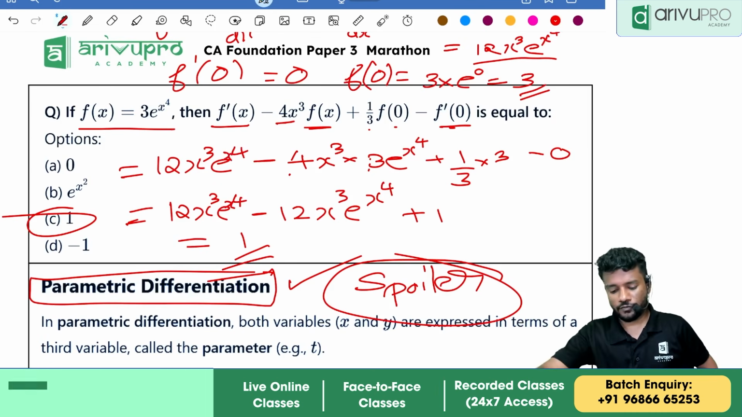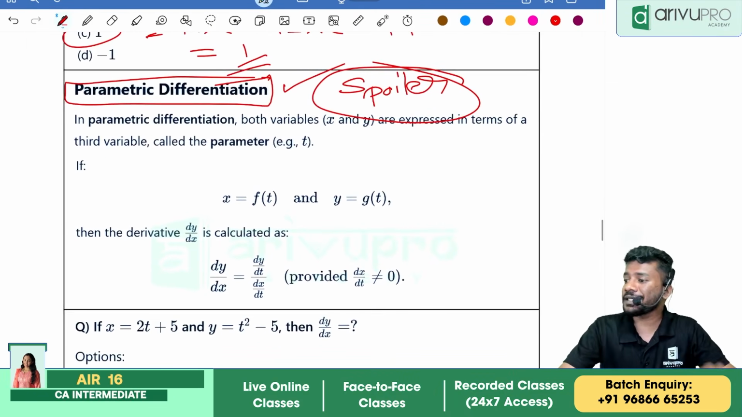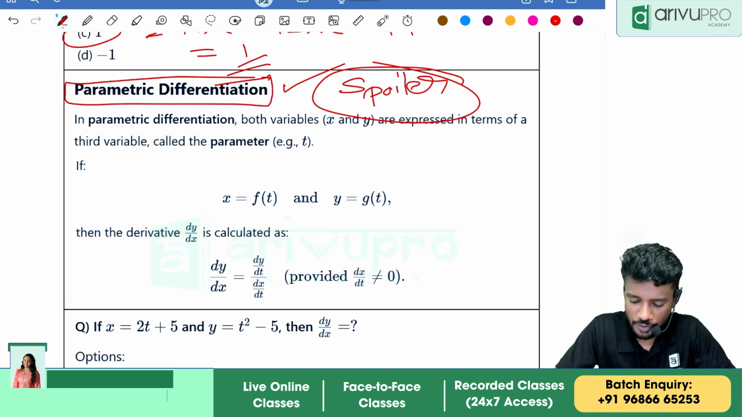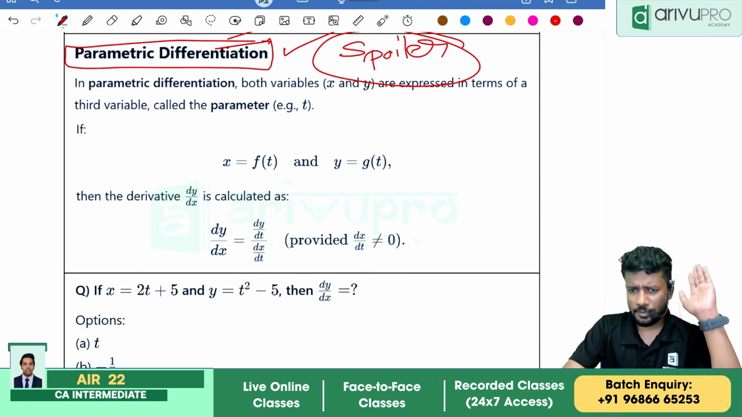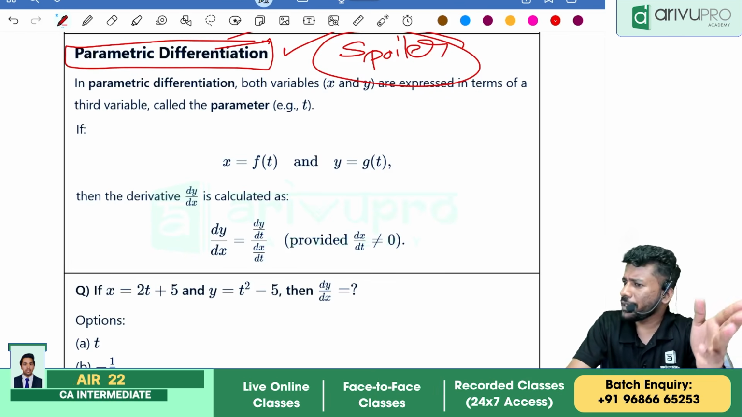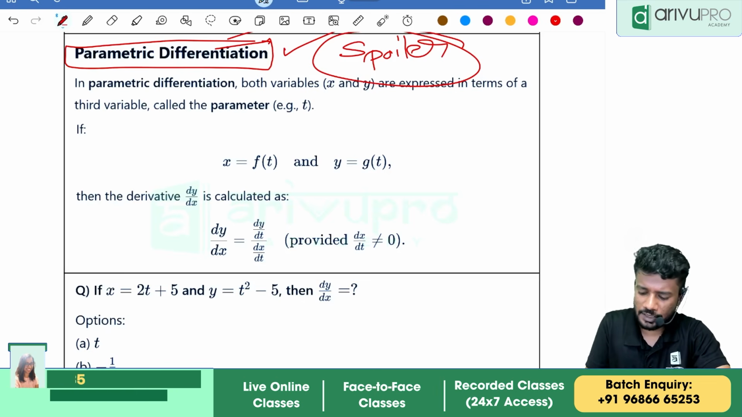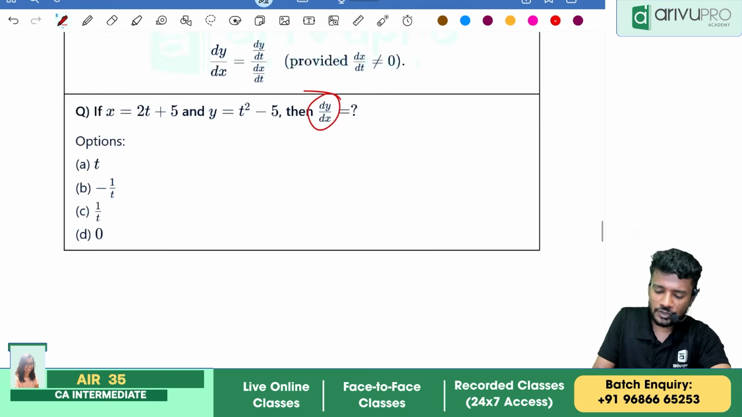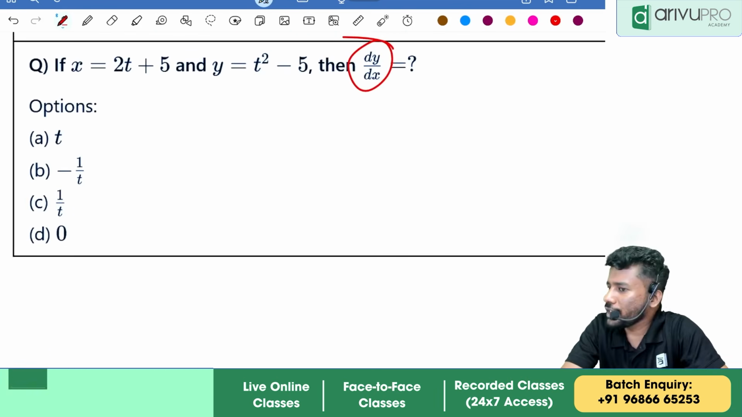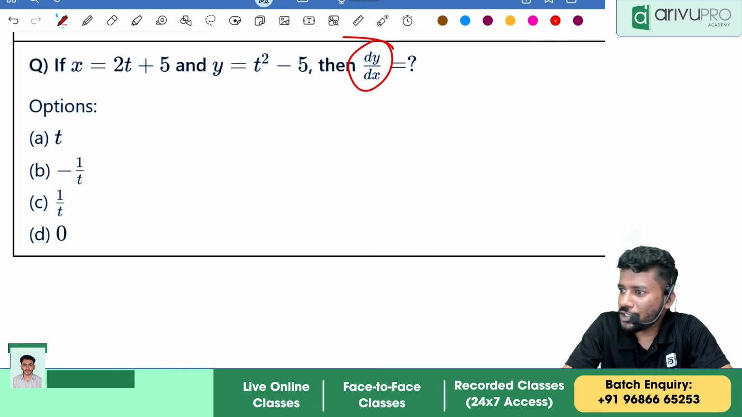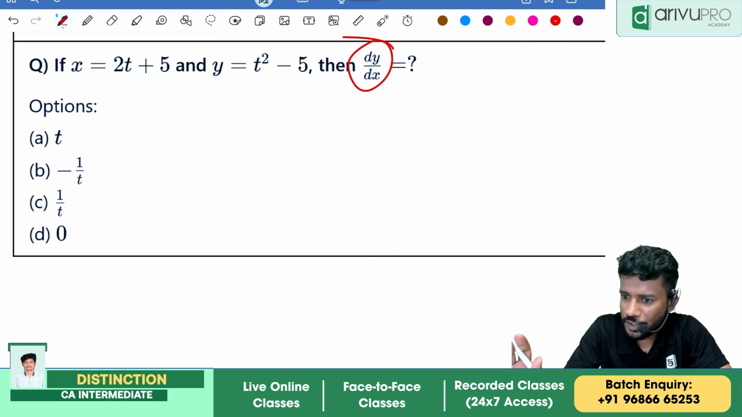Fine. Now, parametric differentiation. The major part of this chapter, every time one question is there. Now, what happens in parametric differentiation is x will be given in terms of some other variable, y will be given in terms of some other variable. Then at the end, they will ask you to find what? Dy by dx. The method, please, everyone, please check this. Now, the method is very simple. First, you will find dx by dt. Then you will find dy by dt. Then you will take the ratio of both. Then you will get the answer. Okay, that is the method.